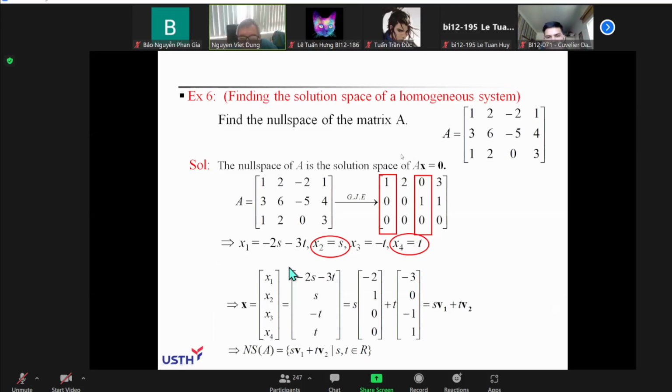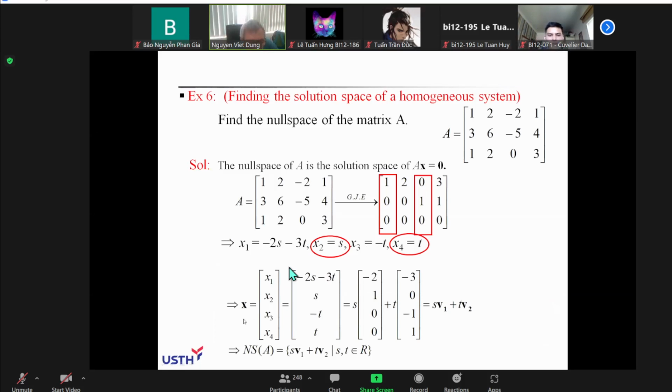And the other columns, the second column and the fourth column, correspond to the free variables. It means that the second variable x2 and the fourth variable x4 are free variables. By free, I mean you can give them any value. So here I give x2 to be s and x4 to be t. Whenever you give s and t here, you get the solution x3 equals minus t and x1 equals minus 2s minus 3t.